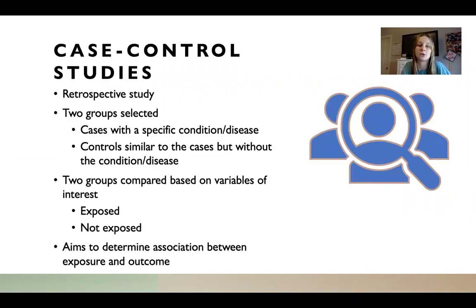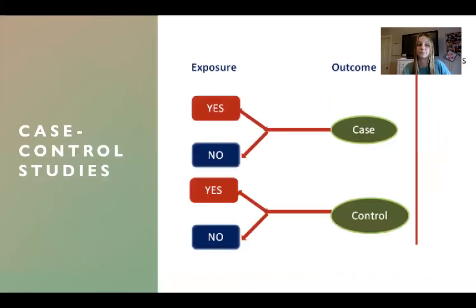So next is a case control study, and this is a retrospective study. So it's looking backwards in time. So two groups are selected. There is a group with a specific condition or disease, and there's a group without that condition or disease. And they are compared based on a variable of interest. So whether they were exposed or not exposed to a certain variable that you're focusing on in this research. So the purpose of a case control study is to determine associations and correlations between an exposure and an outcome.